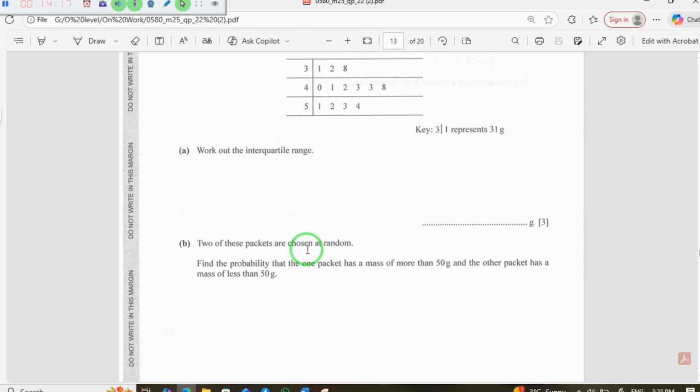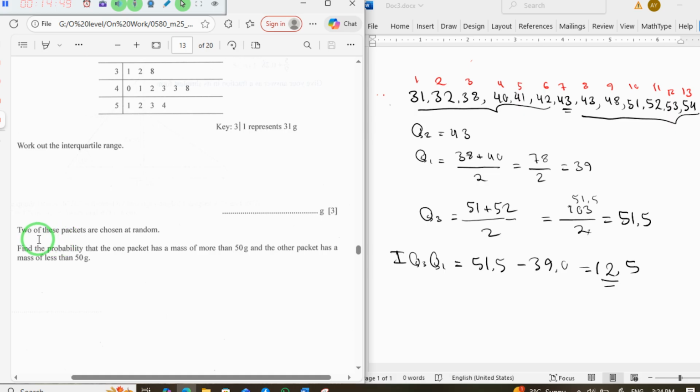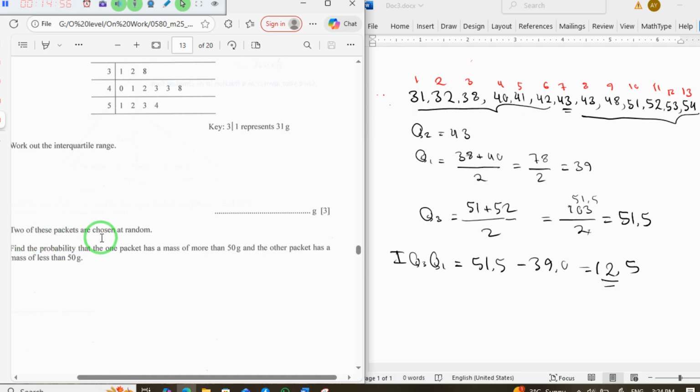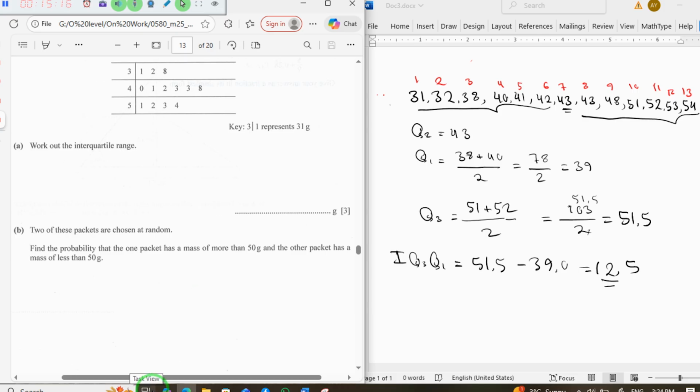Two of these packets are chosen at random, part B. Find the probability that one packet has a mass of more than 50 grams and the other packet has a mass of less than 50 grams. So part B, how can we solve this one? Two of these packets are selected randomly. One packet is smaller than 50 grams and the other is more than 50 grams.